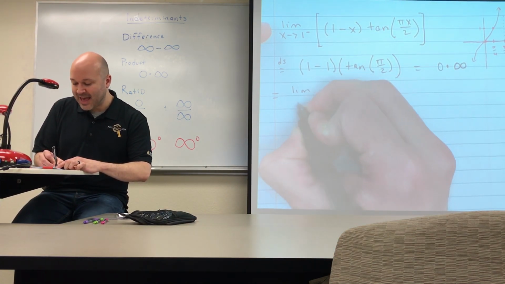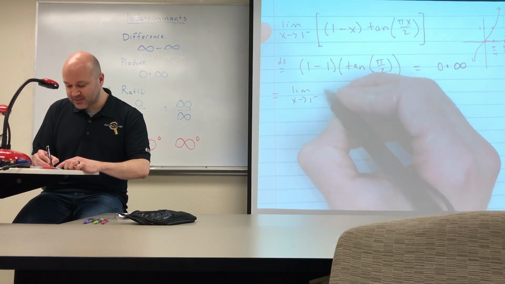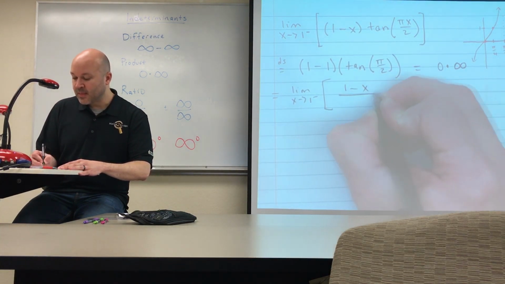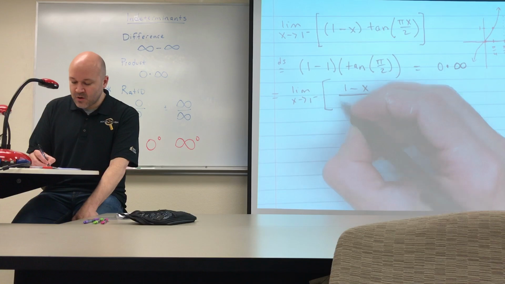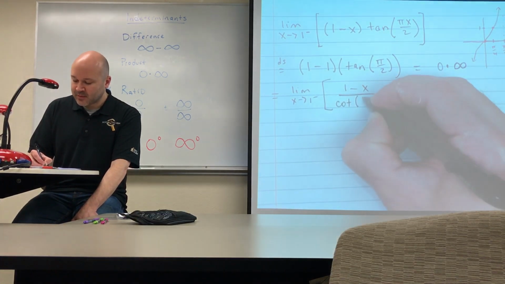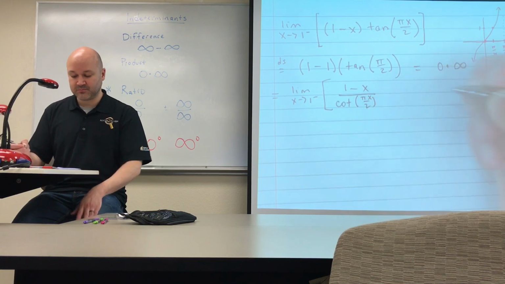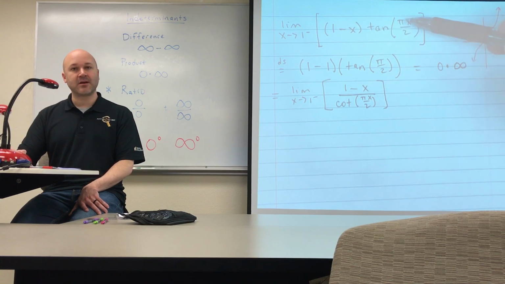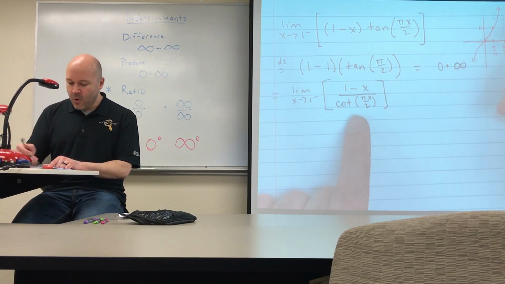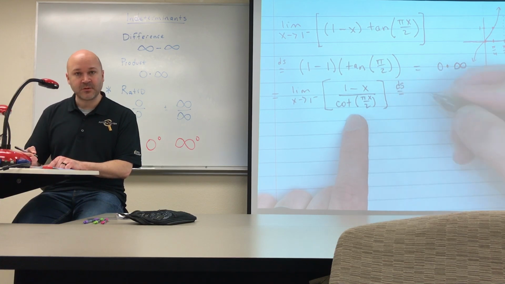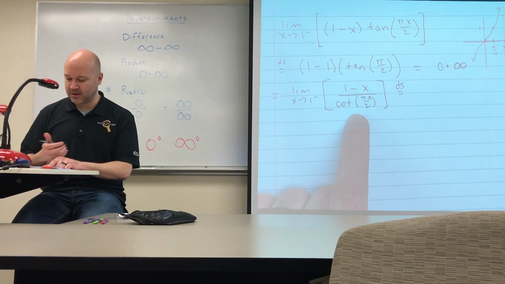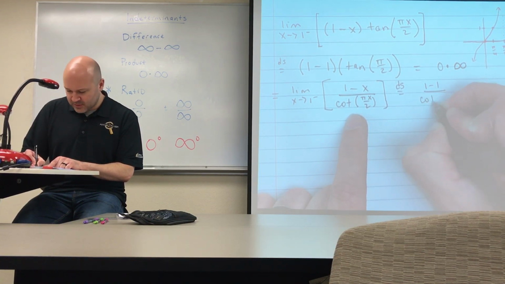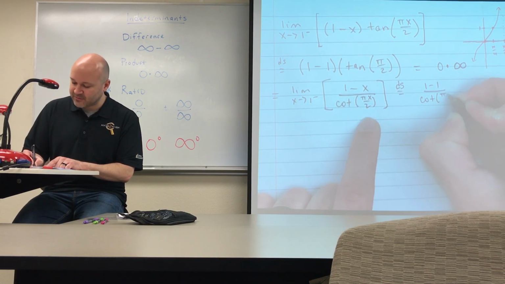So I'm rewriting my original function. I still have a limit as x approaches 1 from the left of, I'm leaving 1 minus x alone. And I'm going to rewrite tangent as cotangent of pi x over 2. Rewriting. I was given a product, I'm rewriting it as a ratio. Hopefully now when I direct substitute, I get out a ratio indeterminate. Plugging in 1. 1 minus 1 over cotangent of pi halves.